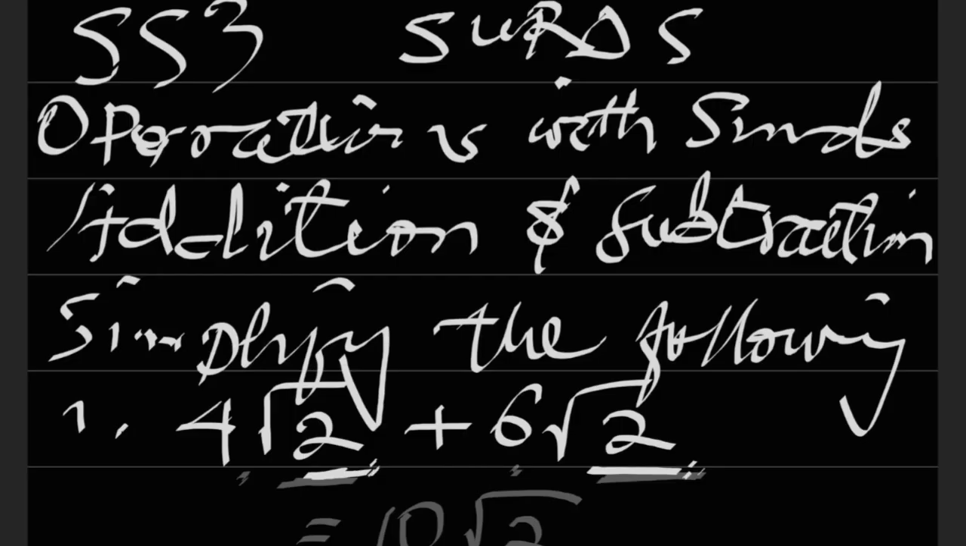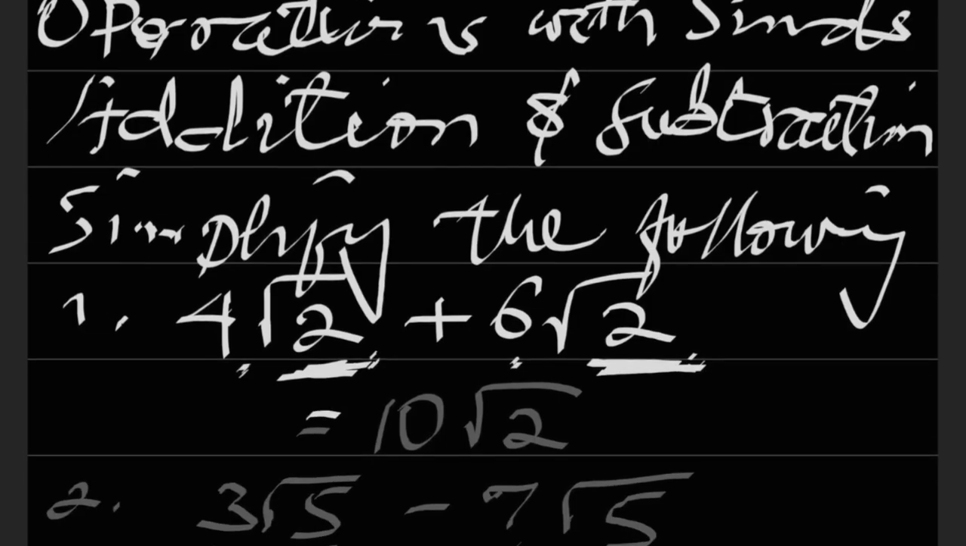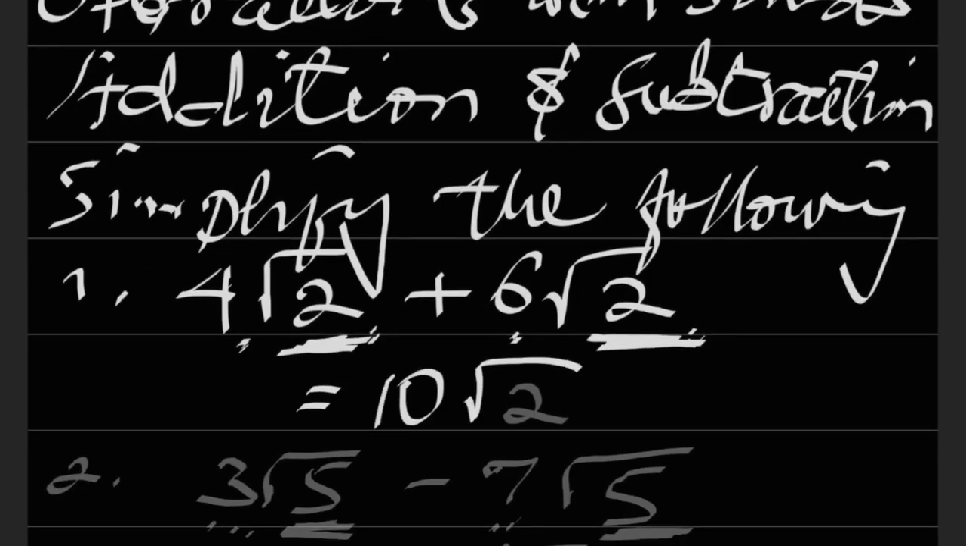Now let's move on. 4 root 2 plus 6 root 2 can be added. So what we'll do is add the numbers outside. That is 4 plus 6 will give us 10. Then we'll pick one of these roots that are like terms and put it. So therefore our answer is 10 root 2. 4 root 2 plus 6 root 2 is 10 root 2. Let's solve another example.